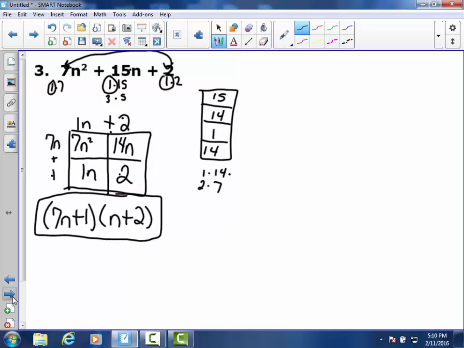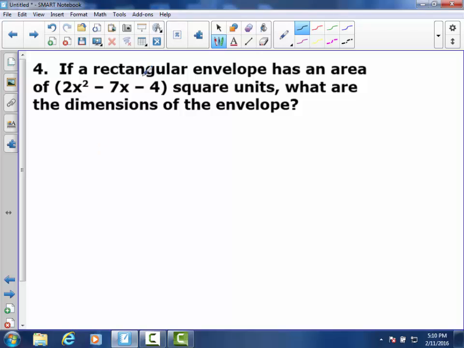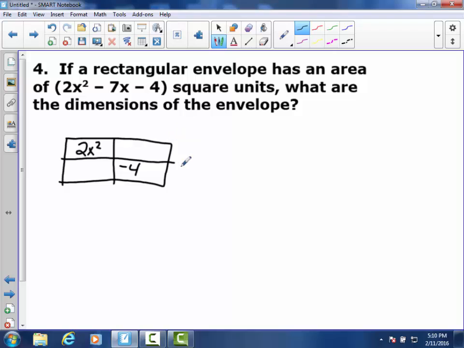Okay. All right, let's check out one more example. If a rectangular envelope has an area of 2x squared minus 7x minus 4 square units, what are the dimensions of the envelope? Okay, well, it's a rectangular envelope, right? And its area is 2x squared minus 7x minus 4. Well, somehow these two boxes, right, combine to give me minus 7x.